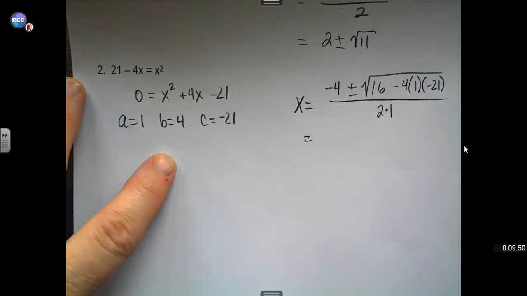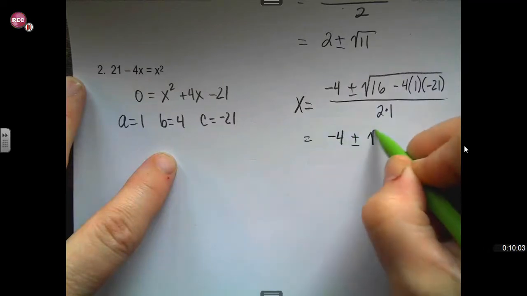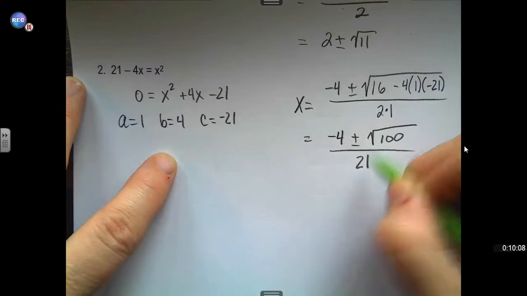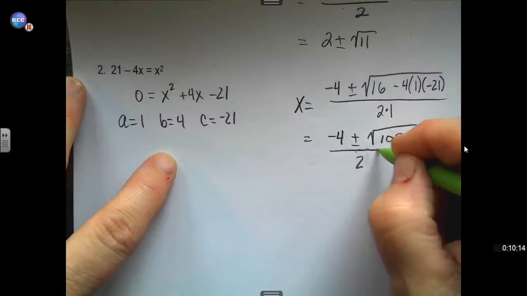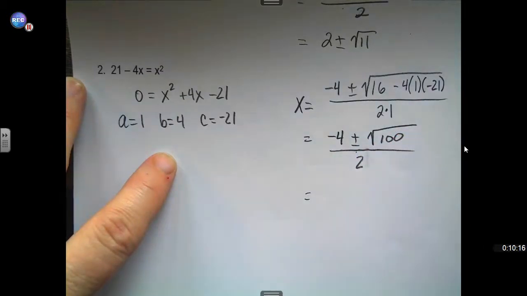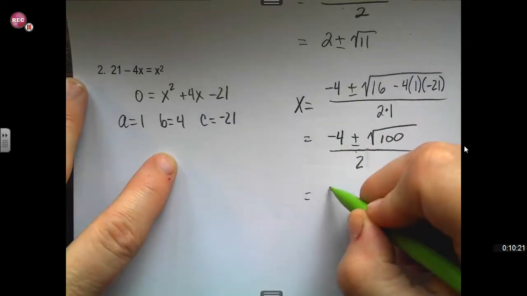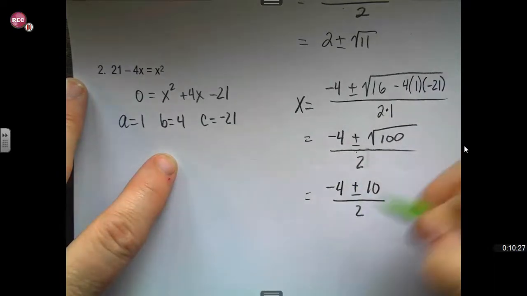We get 16 plus 84, which is 100. So I have negative 4 plus or minus the square root of 100 over 2. 2 times 1 is 2. And looky here, we got a perfect square. 100 is a perfect square. So this is the same as negative 4 plus or minus 10 over 2.